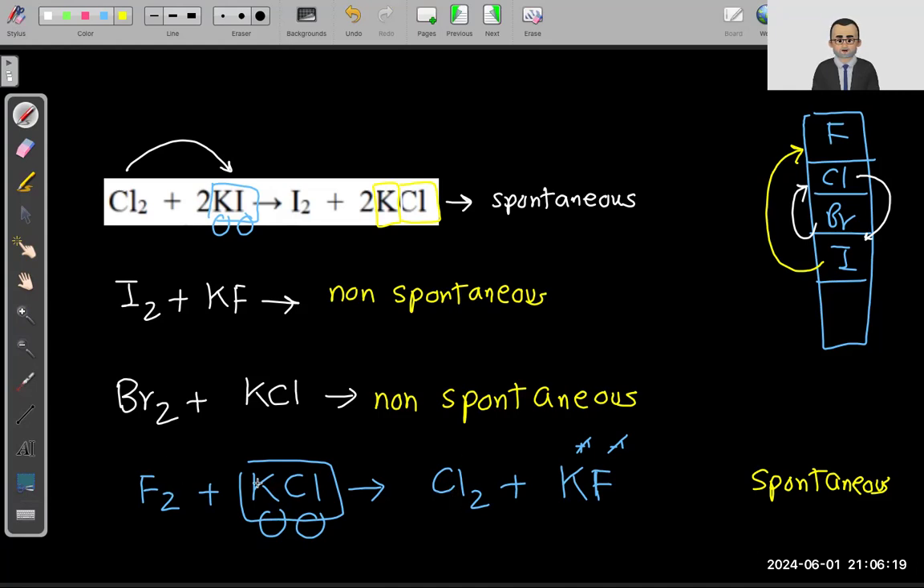So here I have F2, but here one F. So what should I write here in order to be balanced? Where is the change that I should do? F2 and KF. Where should I balance?